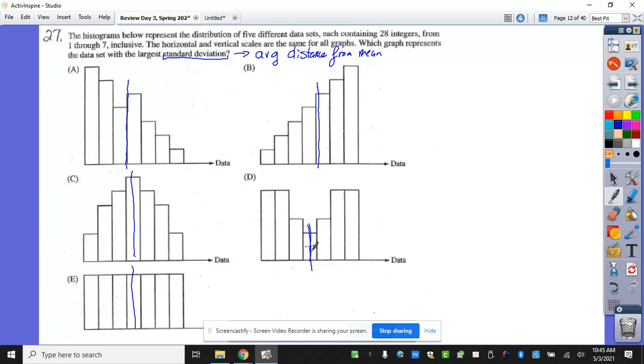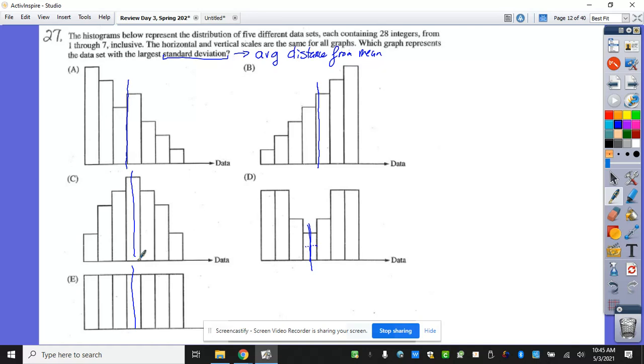If I'm here, how far did I pull from here? None. 0. So these contribute 0. How many do I have that contribute 0? Not a lot. Here, how many do I have that contribute 0? A lot. So if I have a higher standard deviation, that means I have more that are contributing farther from the mean.